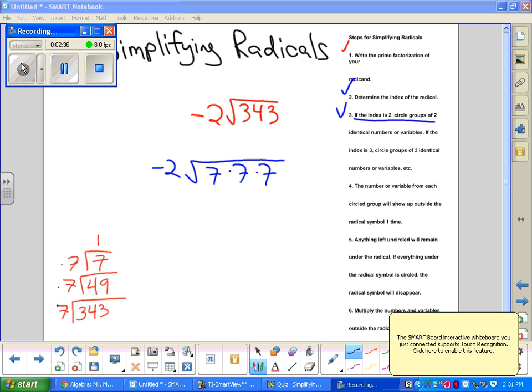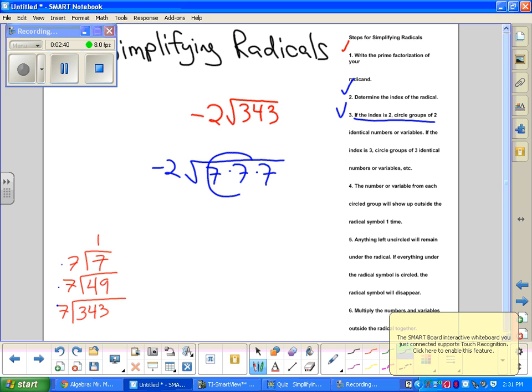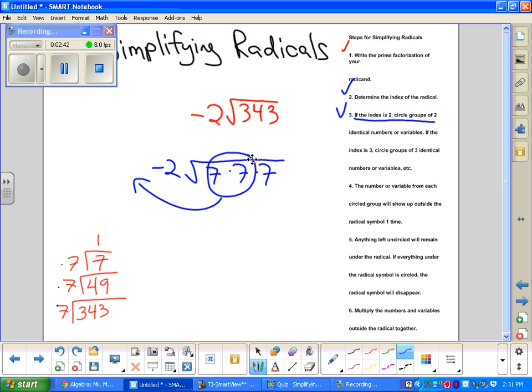All right, where we were before, we're looking for groups of 7s. There's one group of 7 here, and that's going to go on the outside. Just like it tells you in step number 4, the number or variables from each circle group will show up outside the radical symbol one time. Anything left uncircled will remain under the radical. There's a 7 under the radical that remains uncircled, so that stays in there.